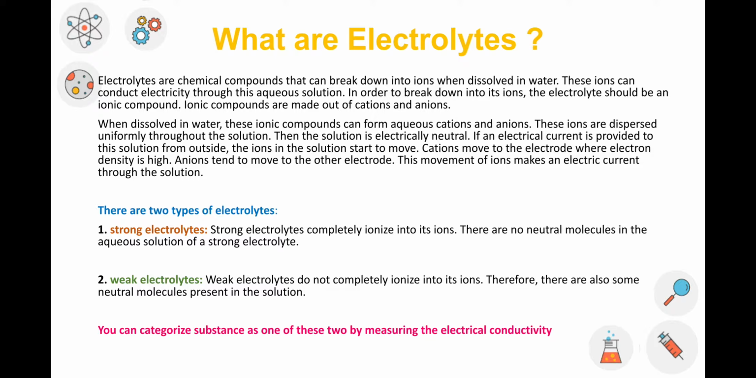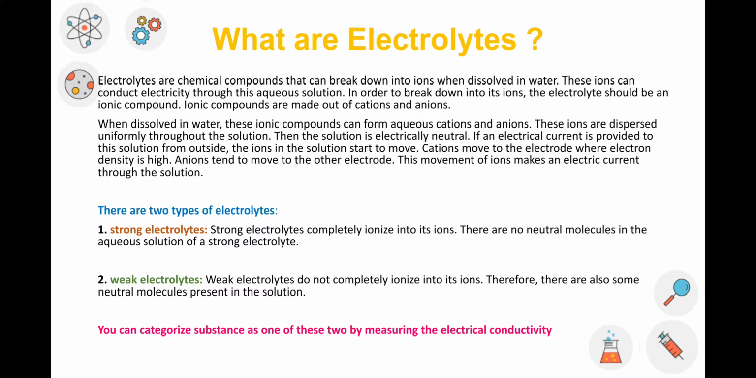If an electrical current is provided to this solution from outside, the ions in the solution start to move. Cations move to the electrode where electron density is high, and anions tend to move to the other electrode. This movement of ions makes an electric current through the solution.